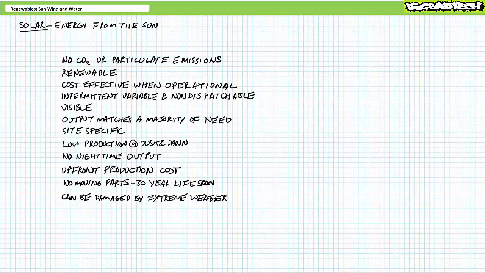Solar, like other means of power generation, has advantages and disadvantages. Solar, like wind and hydro, produces no CO2 nor particulate emissions. Solar is well matched to meet the majority of power needs, since most of the non-zombie people of the world are awake during the day.